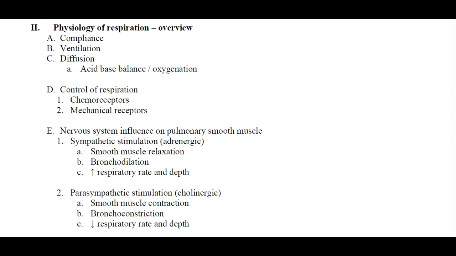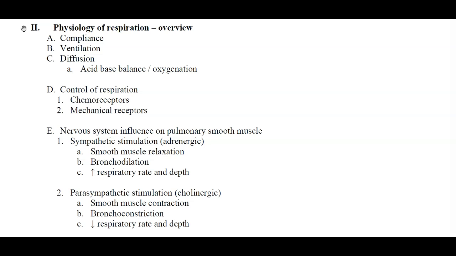So what controls respiration? We have chemoreceptors and mechanical receptors. The chemoreceptors are located in the brain, aortic arch, and the carotid arteries. They respond to changes in the amount of O2, CO2, and hydrogen ions in the arterial blood. The increase of CO2 or drop in pH stimulates the respiratory centers in the brain and makes us increase our respiratory rate. So again, when it senses an increase in CO2, the brain says, hey, we need to increase the respiratory rate so we can get rid of that CO2 and basically create a better pH balance.